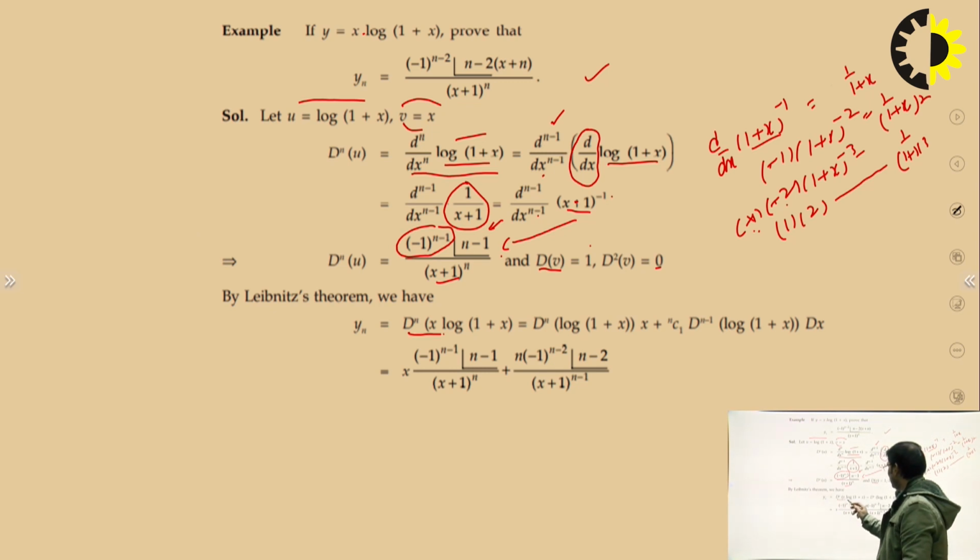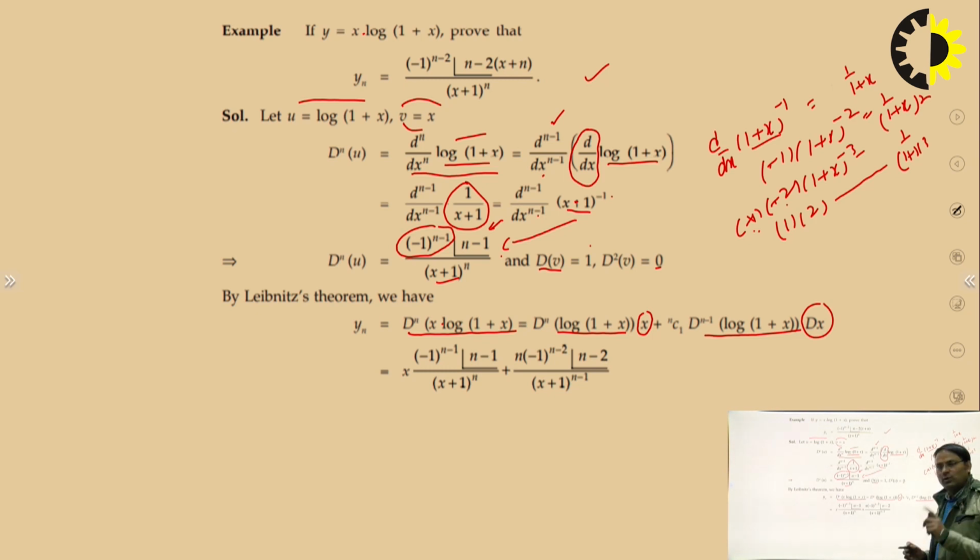So this is the n time differentiation on the product of x, then log 1 plus x. It should be n time differentiation on log 1 plus x. You must keep x as unchanged. Later on, in the second term, you should differentiate log 1 plus x n minus 1 time. Then you must differentiate your x 1 time. So here are your answers.